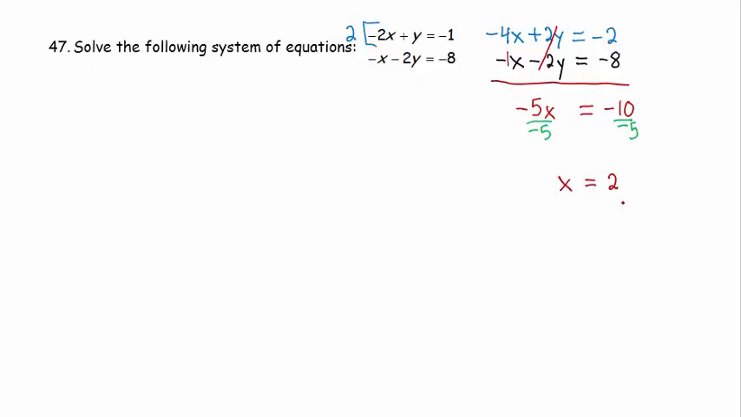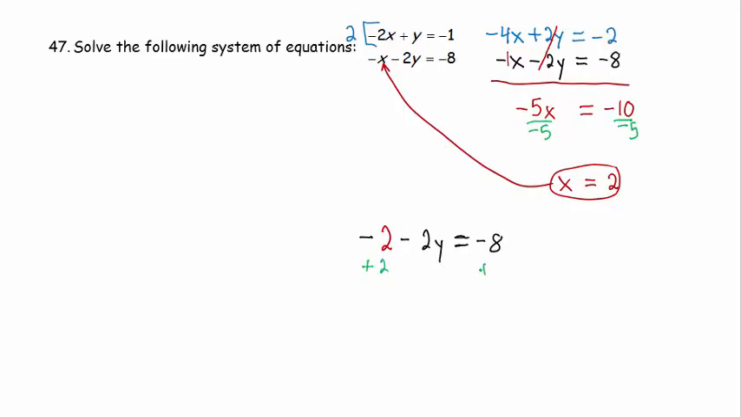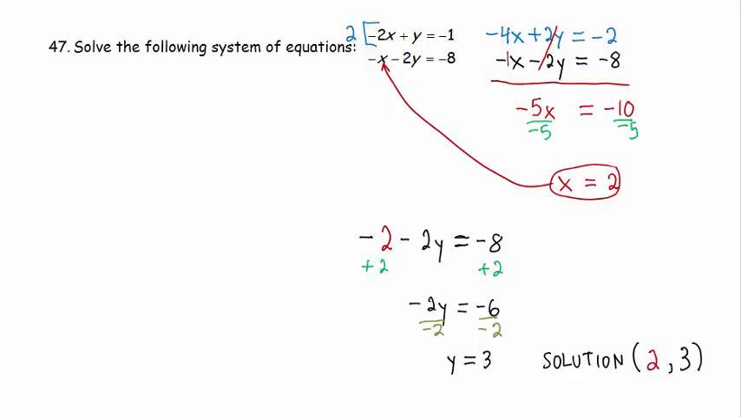Now going back to either one of the original equations, it doesn't matter which, I am going to plug x equals 2 in right here. That gives me negative of the 2 that I'm plugging in minus 2y equals negative 8. To solve for y here, I will first add 2 to both sides. I get negative 2y equals negative 6. Then dividing by negative 2, which is the number multiplied with the y, I get y equals 3. So the solution of the system, x is 2 and y is 3. 2, 3 is the solution. Let's check that.